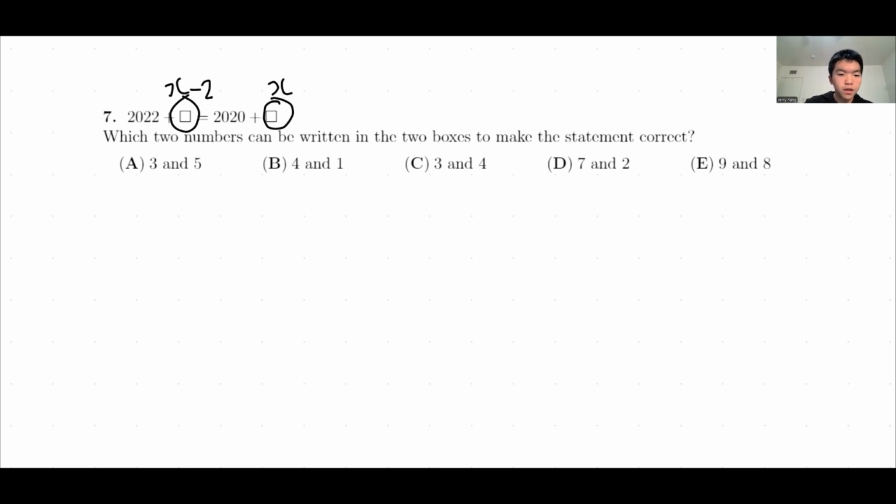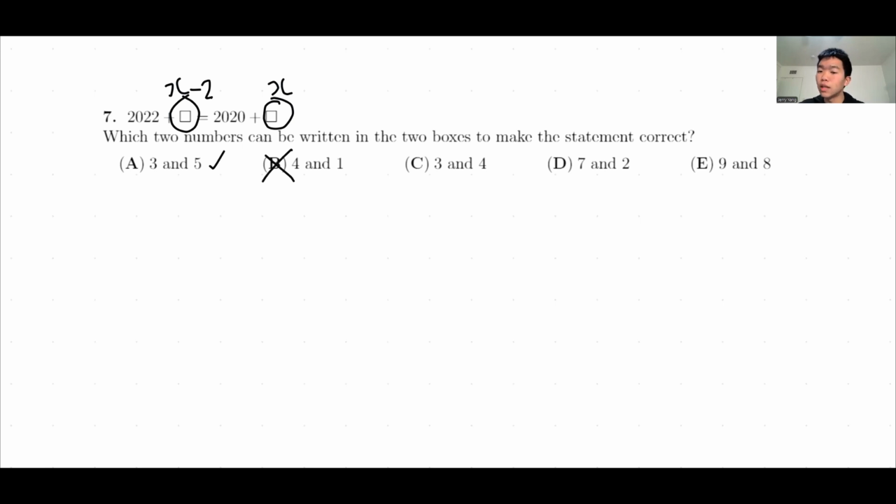And we can use that as our only basis for all of our answer choices, right? So let's see. So 3 is indeed 2 less than 5. So we know A is a potential option. 4 is not 2 less than 1. So we know B is not an option. 3 is not 2 less than 4. So we know C is not an option.